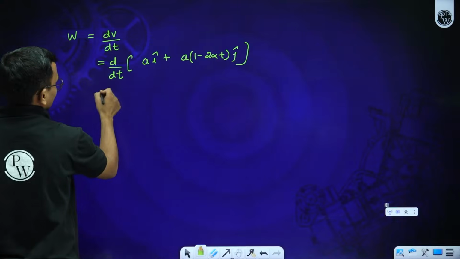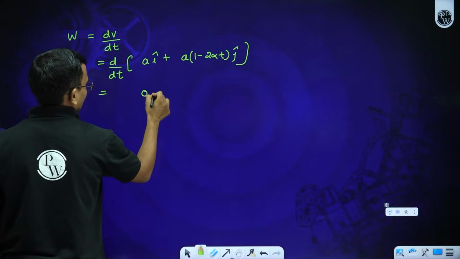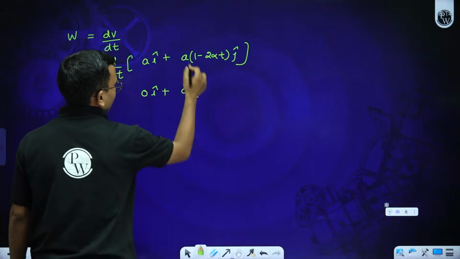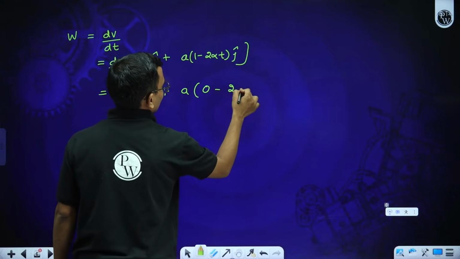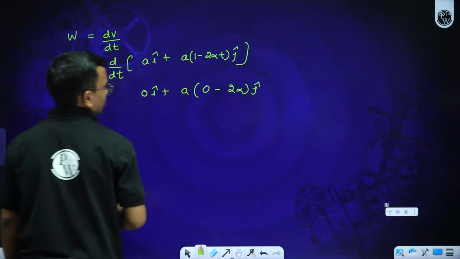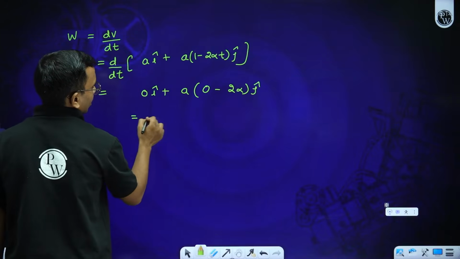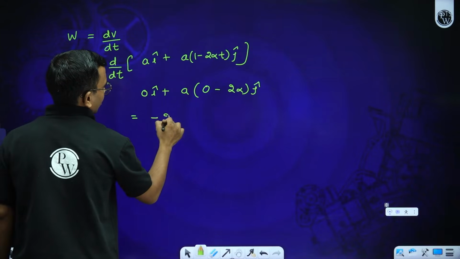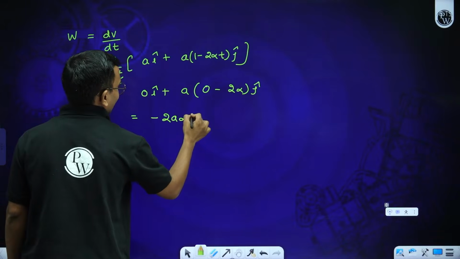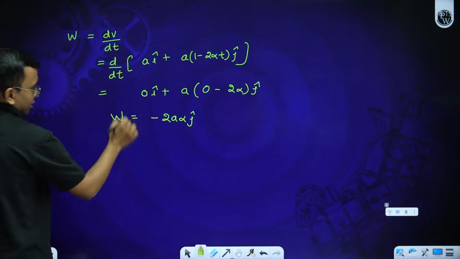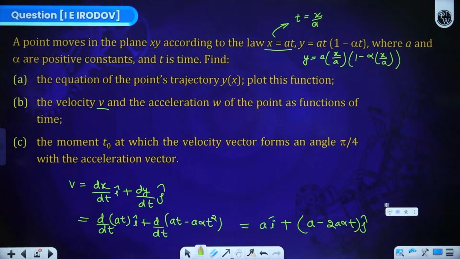Now you differentiate it. Differentiation of a is 0. So 0 i cap plus a into 1, differentiation 0, minus 2 alpha j cap. That's all. So this comes out to be minus 2a alpha j cap. This is W, this is my acceleration. I got the acceleration also.